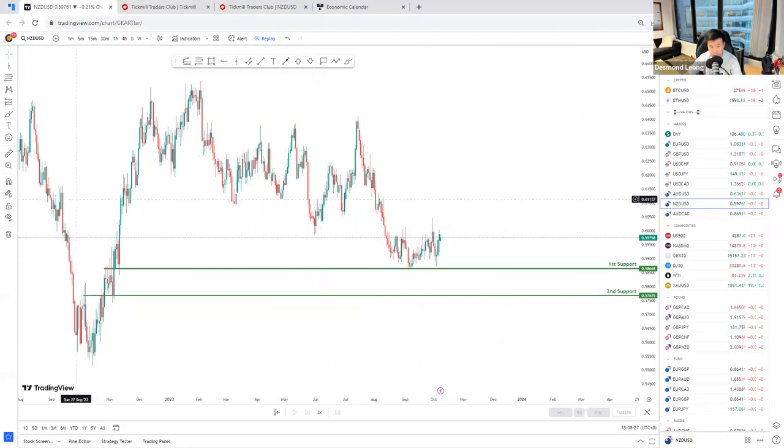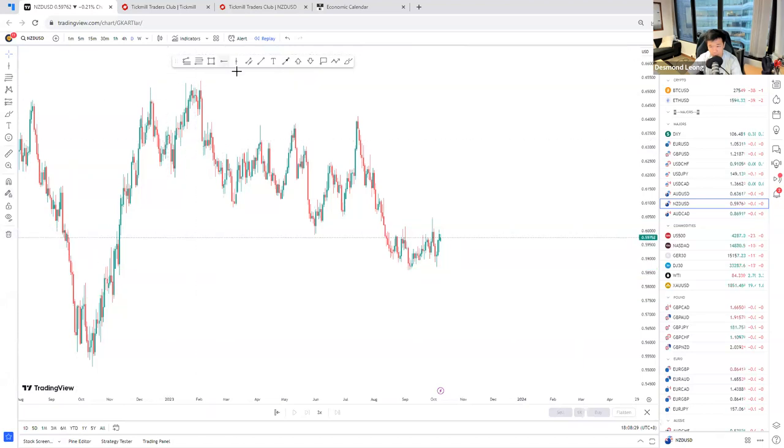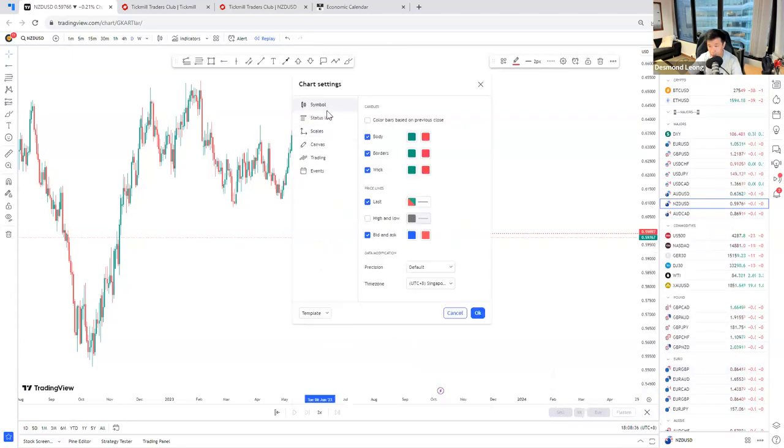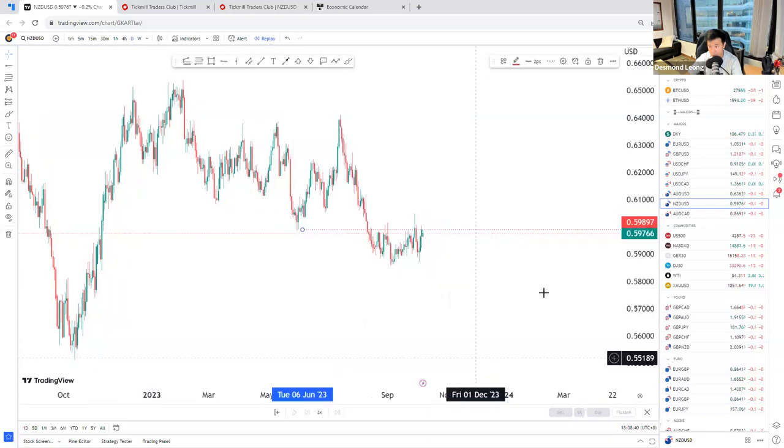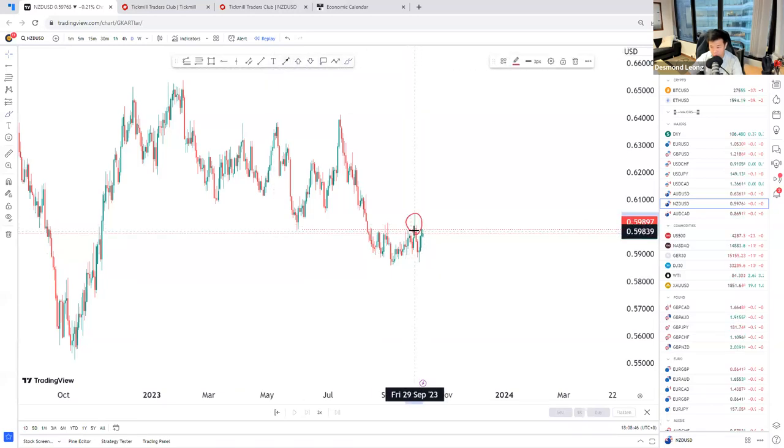Let me delete the things over here. 0.5990 is about here. It's a little bit hard to see, so let me increase the size of the numbers by the side, maybe 24. Okay, 0.5990 is about here. We took the trade right about over here, and waited for price to drop all the way down to hit the target.